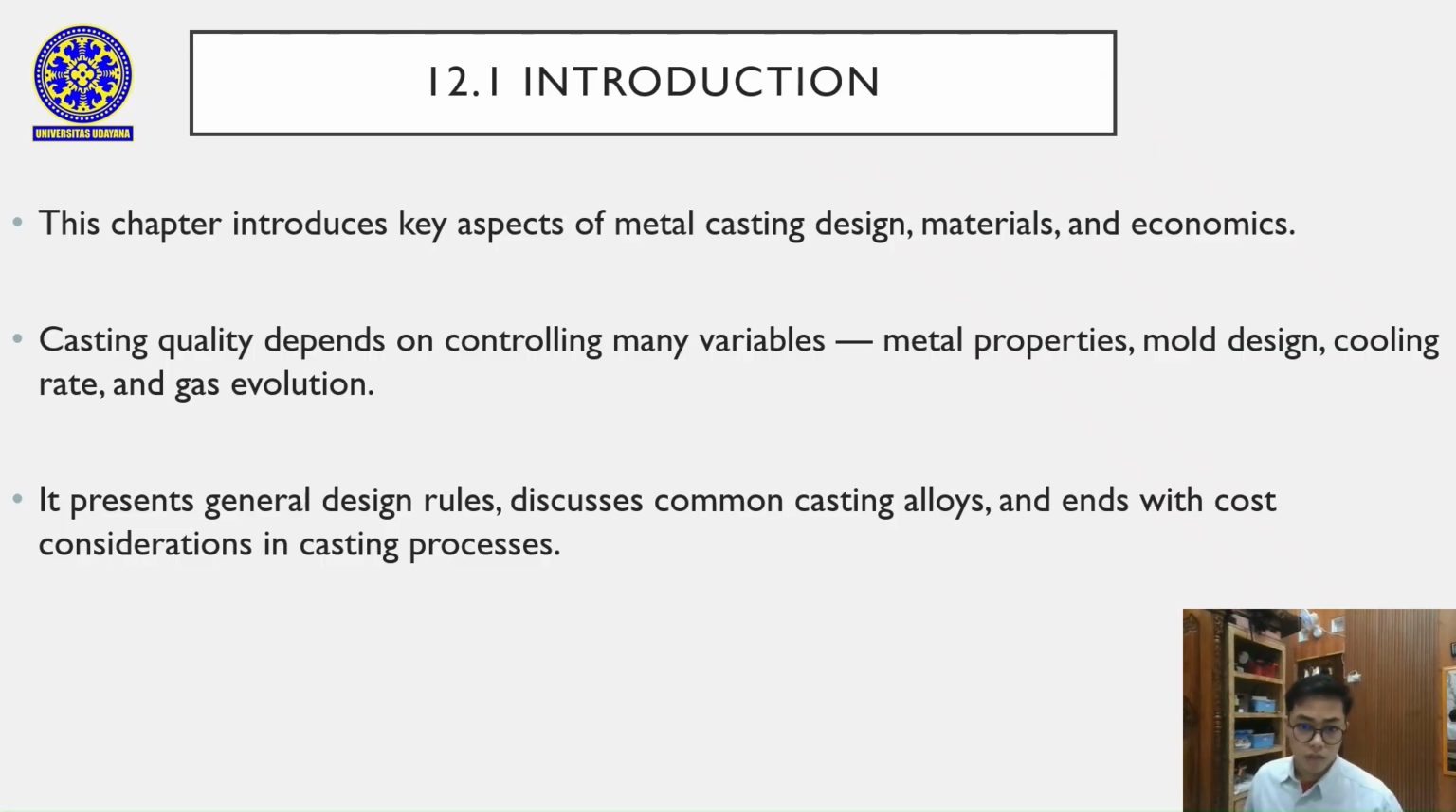Metal casting involves controlling many variables such as metal flow, mold design, and cooling rates. These factors determine the quality of the final product. In this chapter, we will discuss how good design and material selection improve casting performance and reduce production cost.